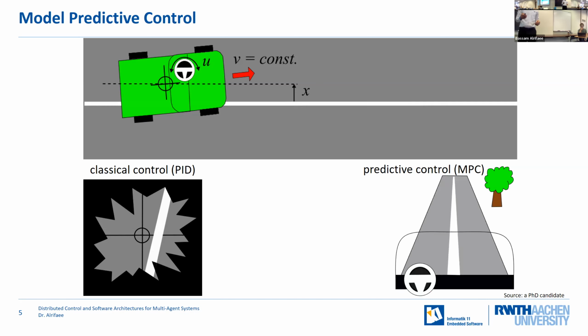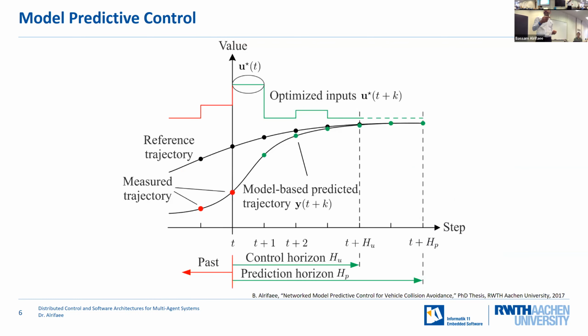In predictive control, we look outside of the windshield, and we need not to drive to the tree. We need to drive on the lane, but not on the blocked lane, on the free lane. This is a very short introduction into control, and we look now at a sketch of this.